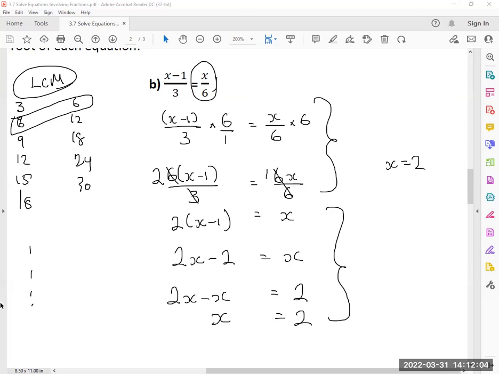So step one, lowest common multiple. Step two, multiply both sides by the lowest common multiple. Step three, simplify to get rid of the denominator. Once you do that, the question will look awfully familiar, like some of the other previous questions you've done for me. Oh, this is still part of algebra. If you want to title it, call it 3.7, solving equations with fractions, or solving fraction equations.